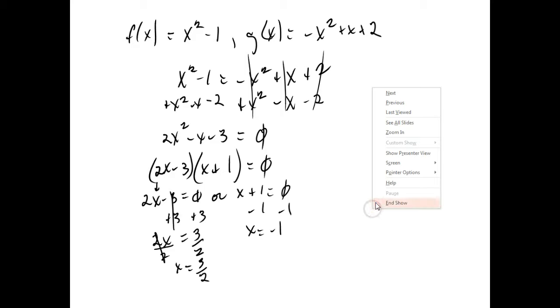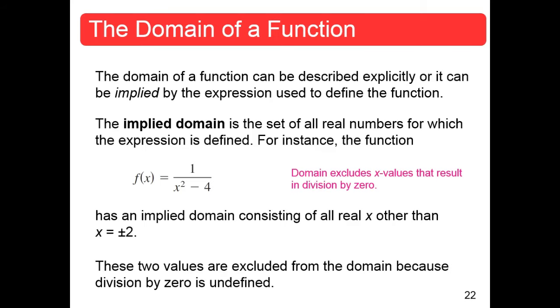Okay, now we can unwhite our screen and go back to where we were. Domain of a function. Remind me, what is the domain of a function? All the possible input values. Quite often your x's, but they don't have to be x's. So the domain of a function can be described either explicitly or it can be implied by the expression used to define the function. A little bit of grammar here, huh?